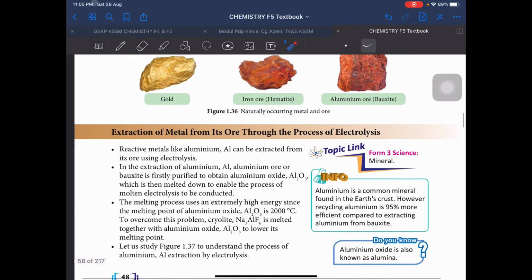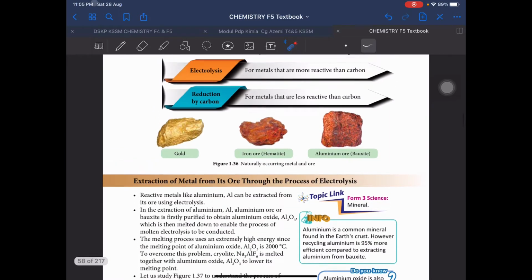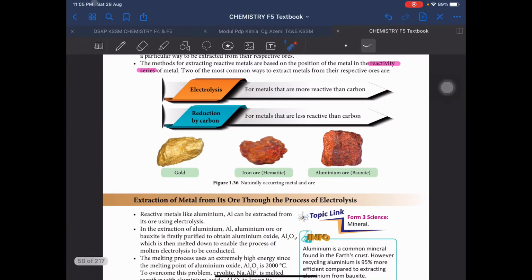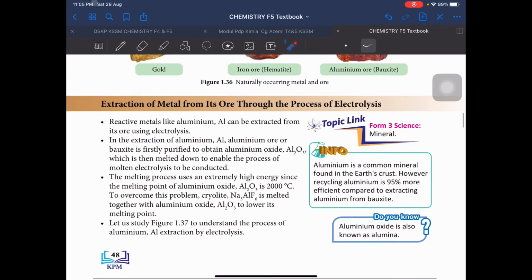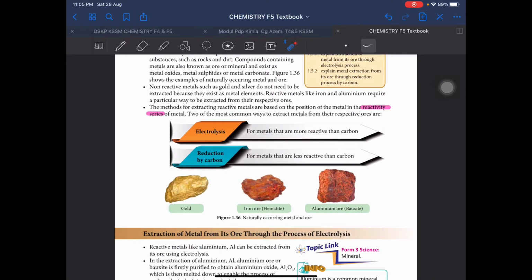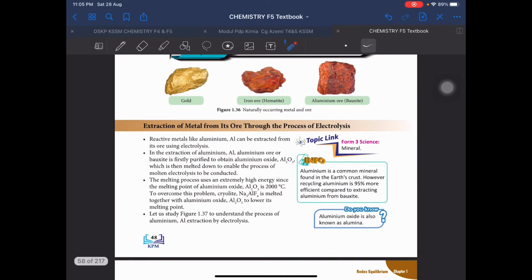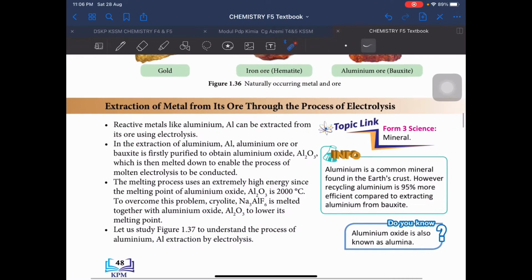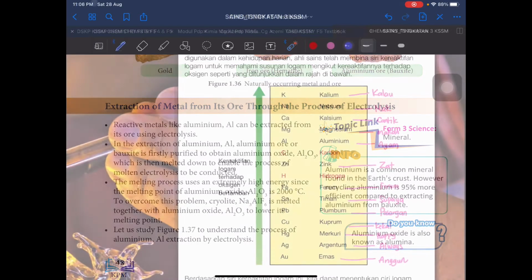Okay, so let us talk about the first method. Okay, cara yang pertama to extract metal from the ores. Cara yang pertama adalah electrolysis. Okay, extraction of metal from its ore through the process of electrolysis. Remember, we have two methods. One is electrolysis, two is reduction by carbon. Okay, so let us go to the notes over here. But before that, I would like to show you the one that you have learned when you were in Form 3.